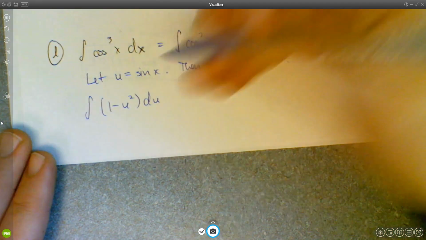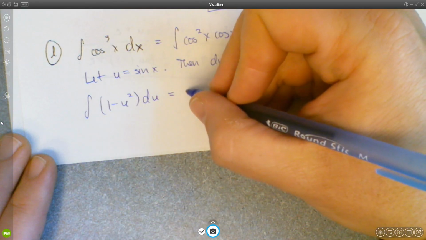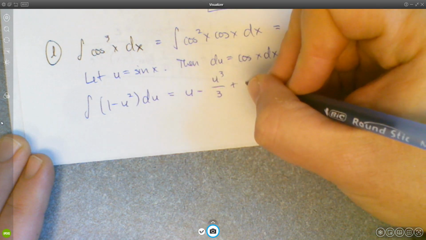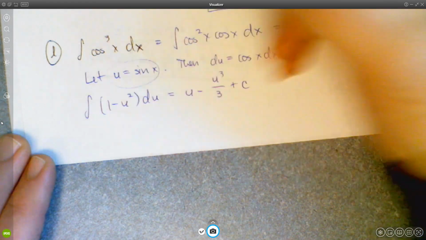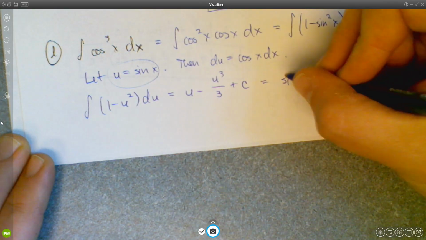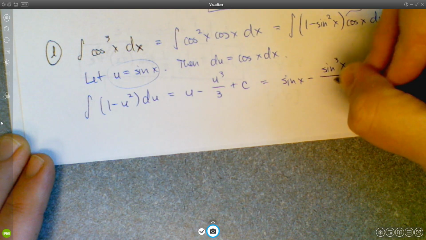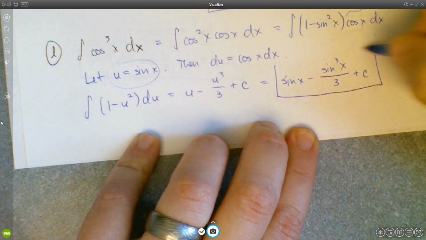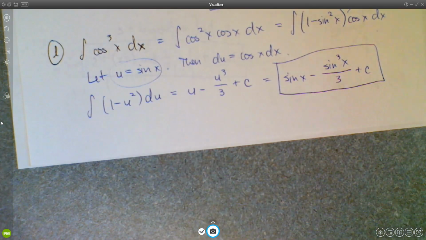All right, I can integrate that. This is going to be u minus u cubed over 3 plus c. And now I can just replace u with sine x. So that's sine x minus sine cubed x over 3 plus c. Isn't that interesting? So now, if you differentiate this, you should end up with just cosine cubed.